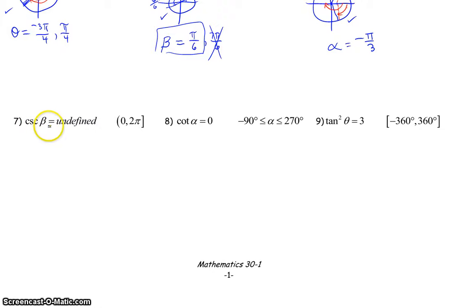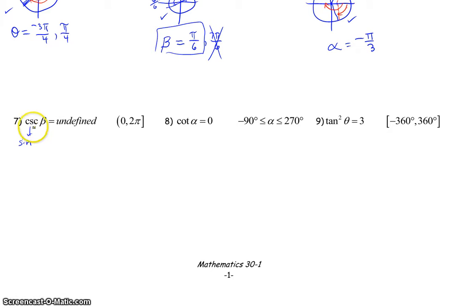Cosecant of beta is undefined. Our domain is from 0 to 2 pi included, but 0 not. Okay, so undefined, good grief. Okay, let's see how that can happen. Undefined happens when you're dividing by 0, right? First of all, you'll notice that it's a cosecant function, so we don't like working with those anyways.